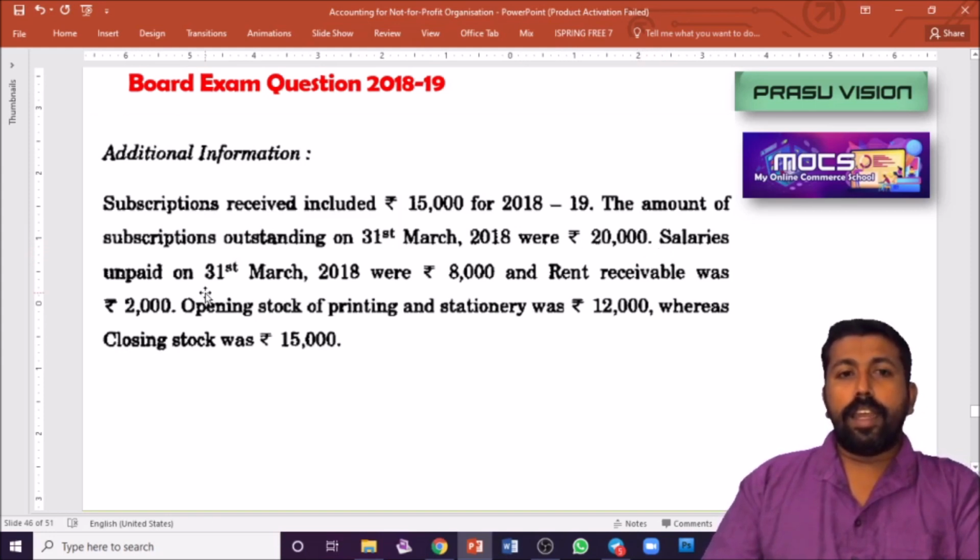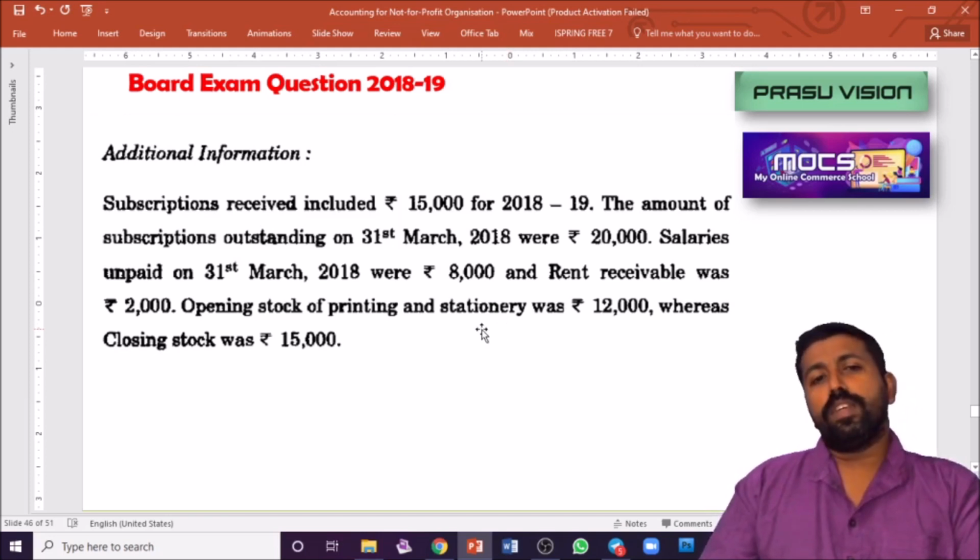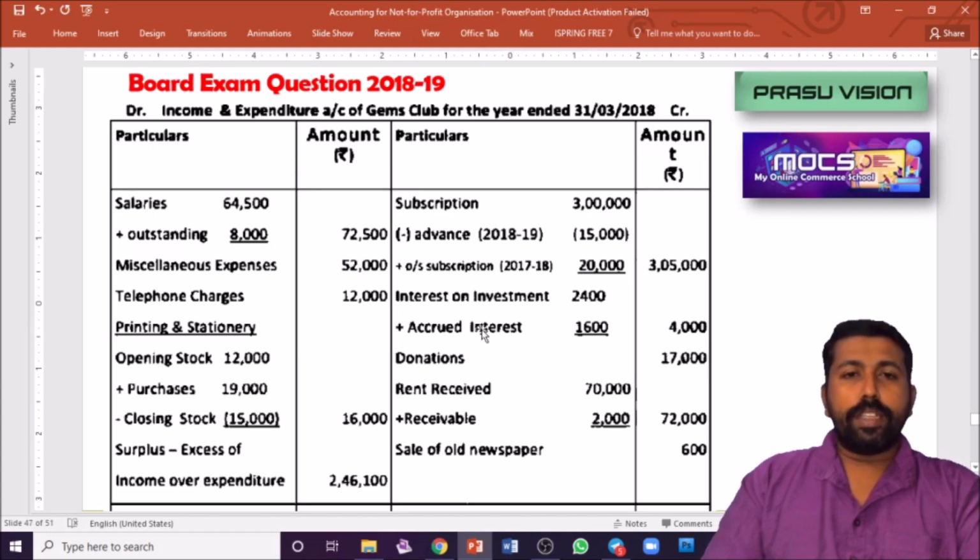Unpaid salary 8,000 is there. Rent receivable is there. So salary is outstanding and rent receivable means we have to get it. So that amount also we have to adjust. Opening stock of printing and stationery is 12,000. Closing stock is also there, 15,000, to find out the amount of consumption of stock. Please look at the solution.